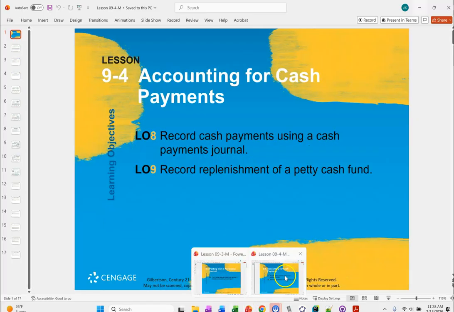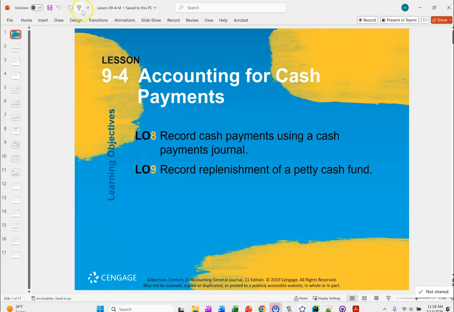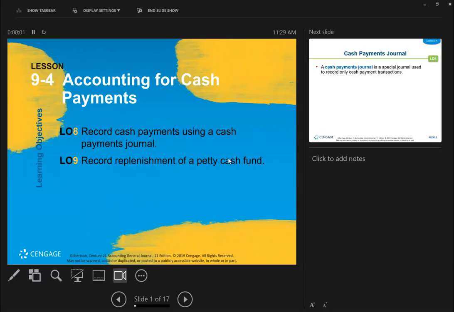And I think you guys wanted to do both of the sections in a row and then go back and do the Cengage stuff after we've done all the notes. So now we're going to talk about how we track cash payments.